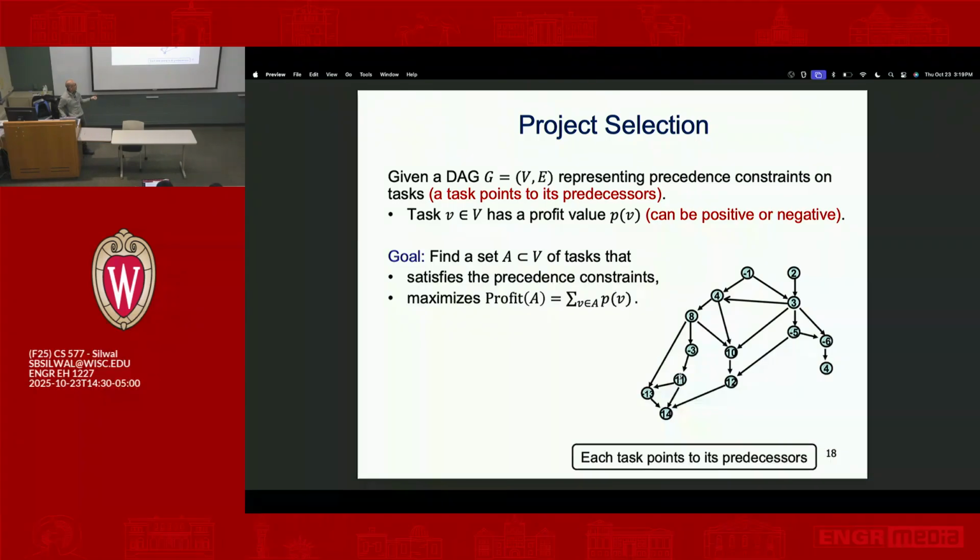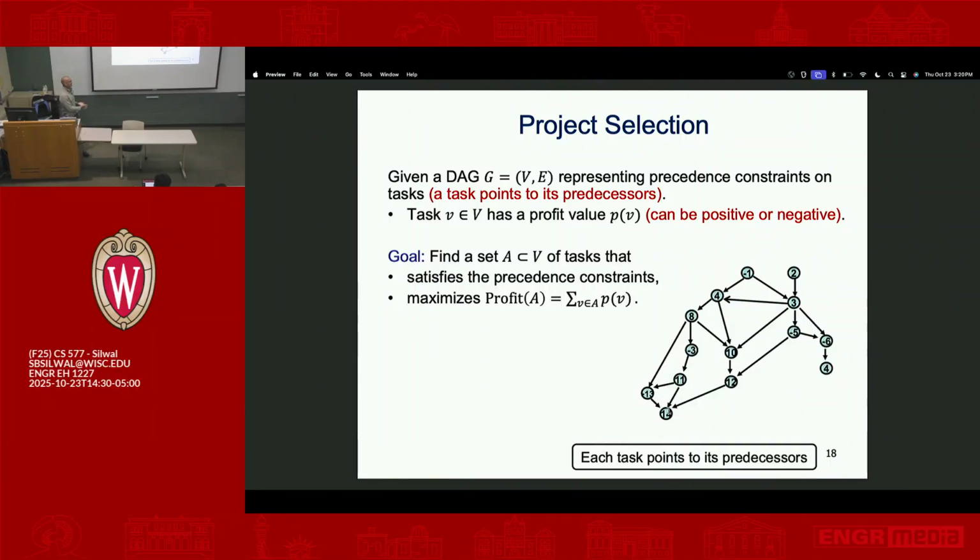But if I want to do this task, that's nice. But first, I have to do this one and this one. So there are certain trade-offs that you have to make. The question is, I want to pick a subset of tasks to do that gives me the most amount of profit, while respecting the constraint that if I do a task on a node, I must have done everything that it points to. Does the problem make sense?